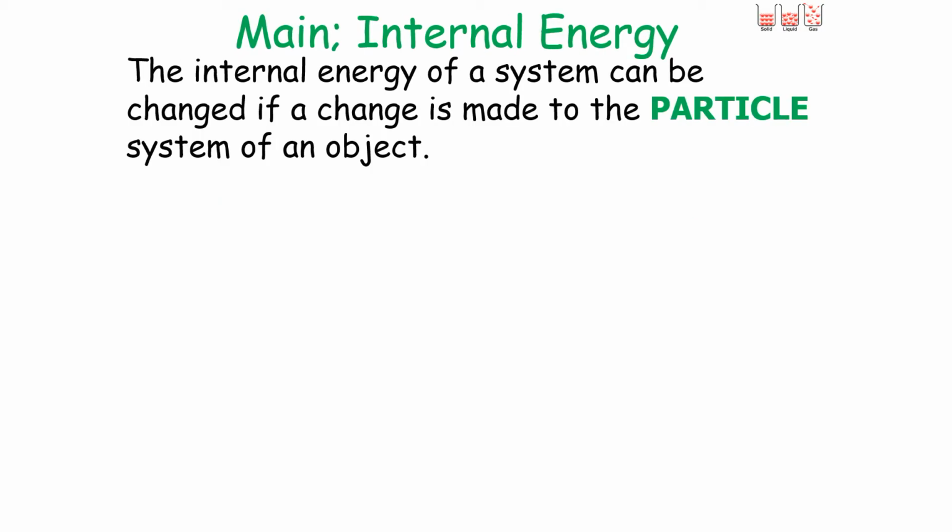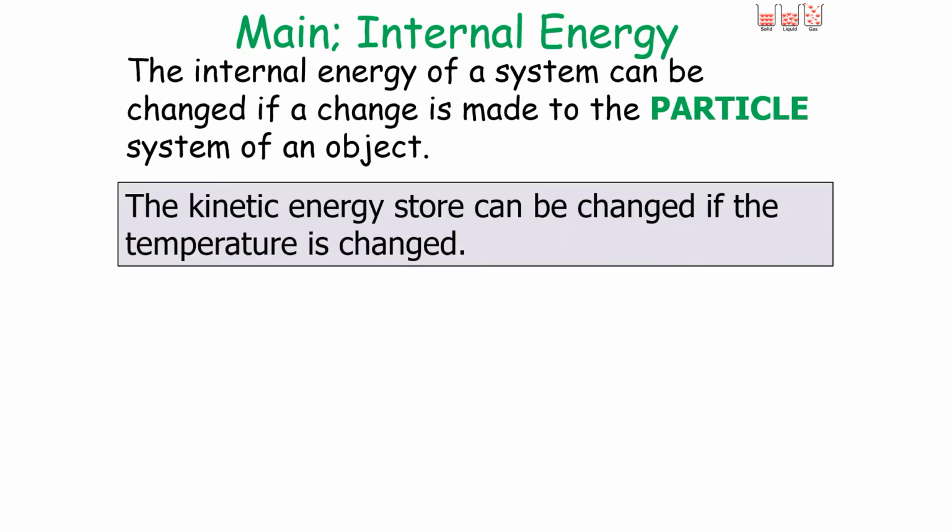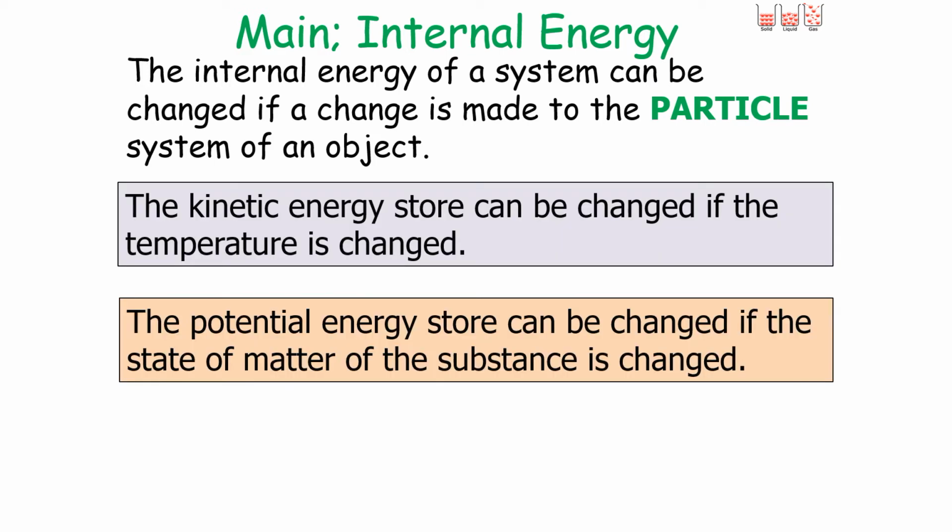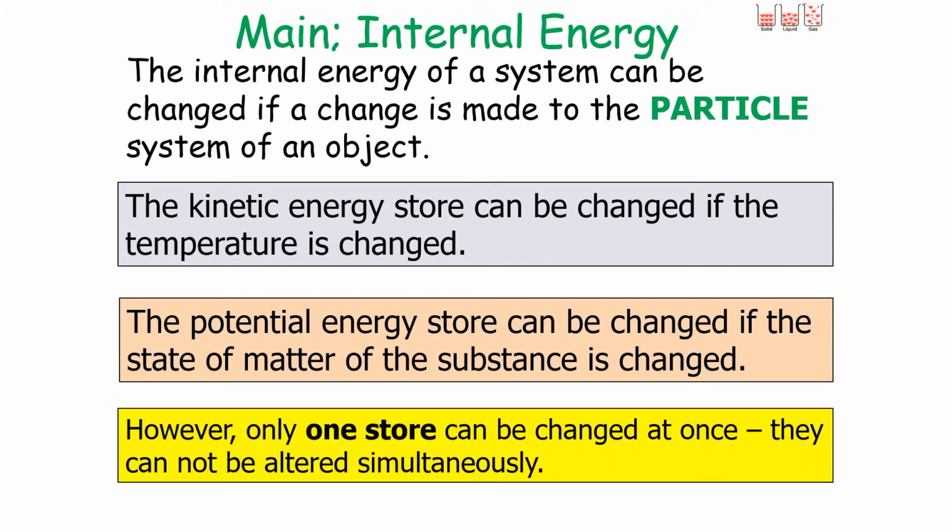So the internal energy of a system can be changed if a change is made to the particle system of the object. The kinetic energy store can be changed if the temperature is changed. The potential energy store can be changed if the state of matter of the substance is changed. However, only one store can be changed at once. They can't be altered simultaneously.